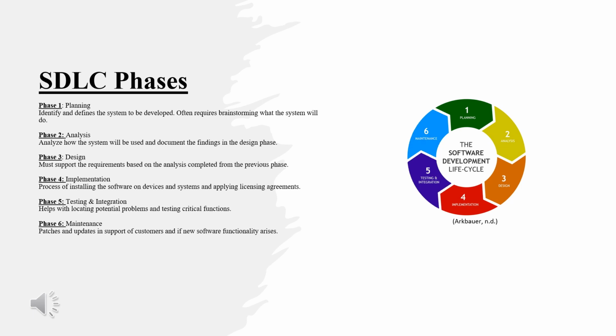Implementation. Process of installing the software on devices and systems and applying licensing agreements. Acceptance testing is also recommended in this phase to keep the line of communication with the sponsor for any delays or development issues. Testing and integration. It helps with locating potential problems and actual problems. Develop a test plan to test critical functions adequately. Reporting and fixing bugs will be coordinated with the project manager, software engineers, and testers.